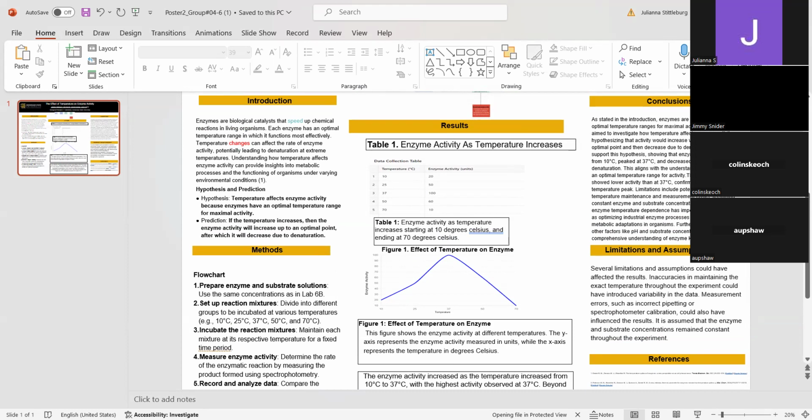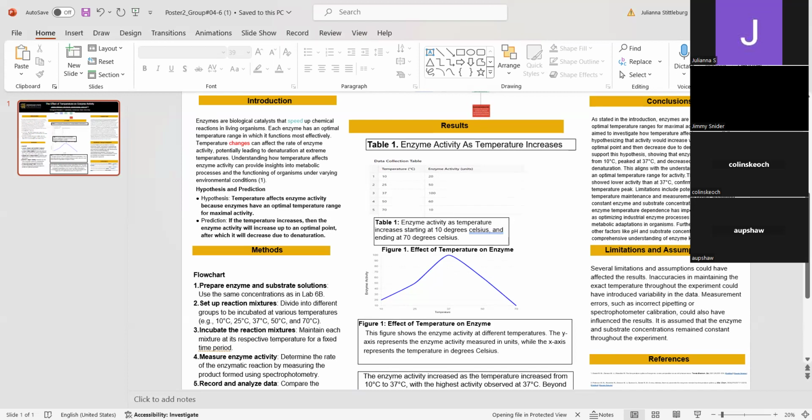This aligns with the understanding that enzymes have an optimal temperature range for activity. The control group at 25 degrees Celsius showed lower activity than at 37 degrees Celsius, confirming the optimal temperature peak. The limitations included potential inaccuracies in temperature maintenance and measurement errors, assuming constant enzyme and substrate concentrations.